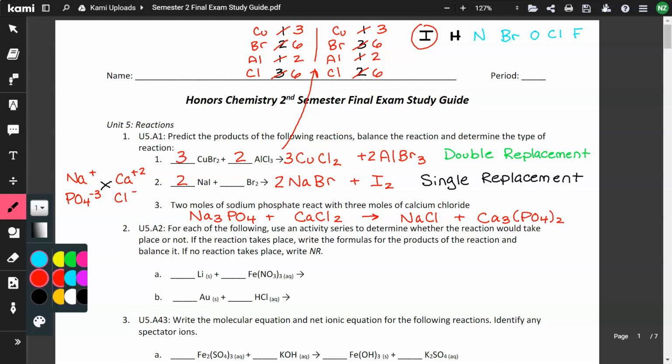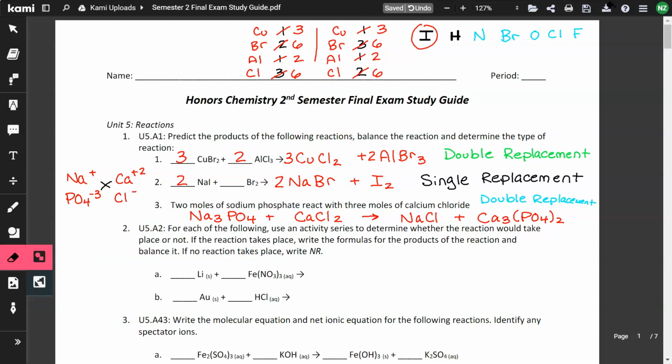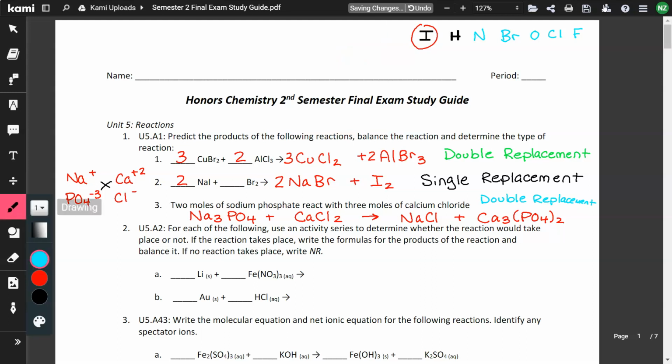Okay, before I forget, this is a double replacement reaction. Okay, this one is going to be a little trickier to balance, so I'm going to erase my work up here from the first problem, so I have some room to balance this. All right, and I'm going to work up here, so let me split this in half.